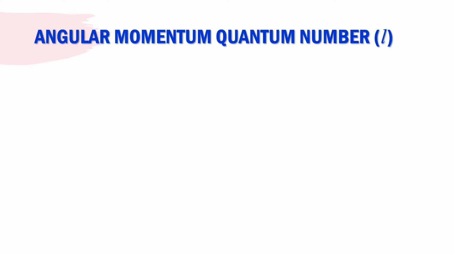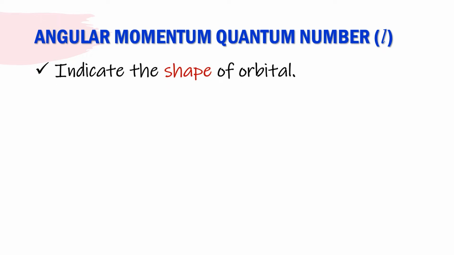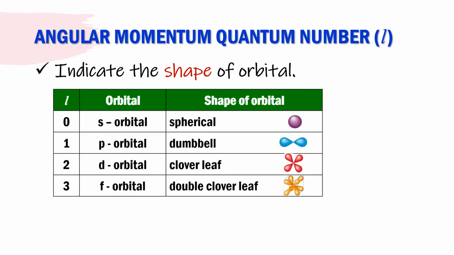The next quantum number is called the angular momentum quantum number L. This quantum number indicates the shape of the orbital. When the value of L is equal to 0, this represents the s orbital, which has a spherical shape. When L equals 1, it represents the p orbital with a dumbbell shape. When L equals 2, it represents the d orbital with a cloverleaf shape. And L equals 3 represents the f orbital with a double cloverleaf shape.